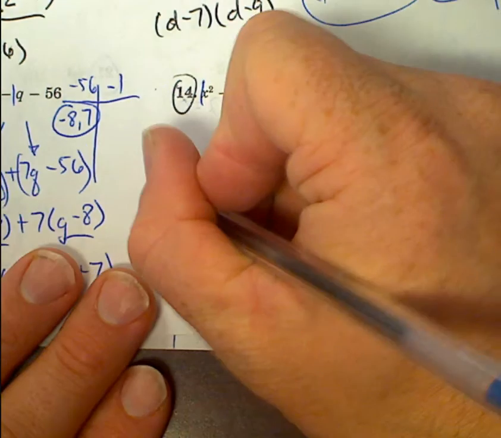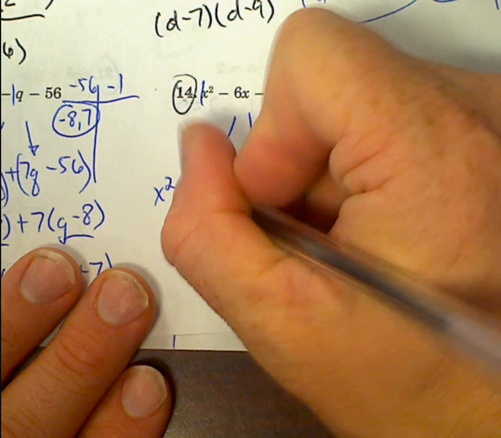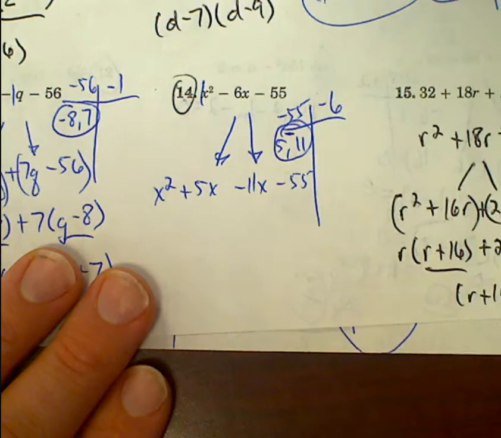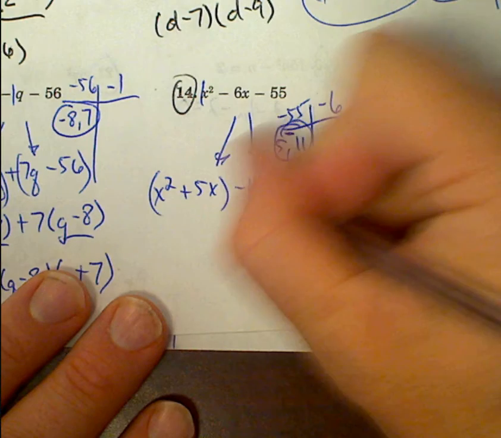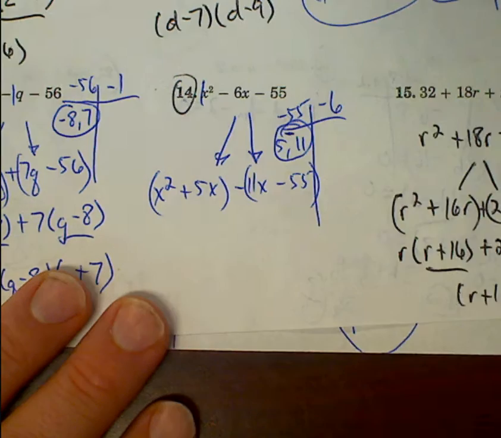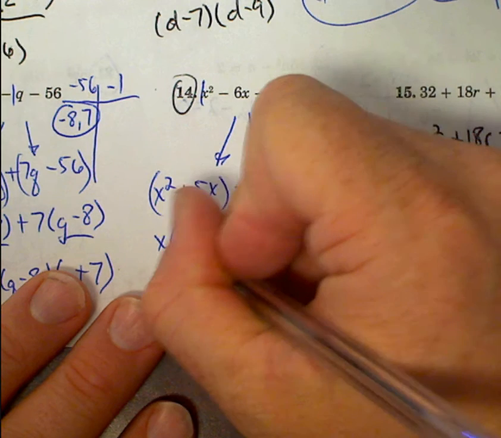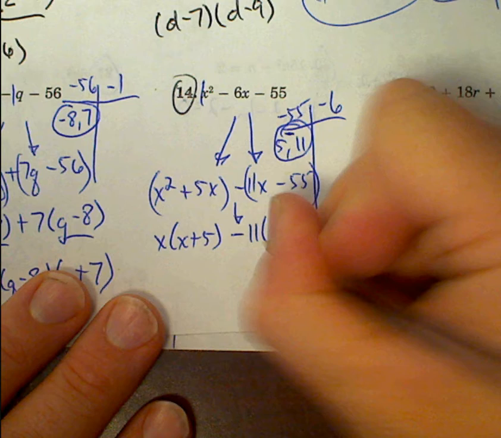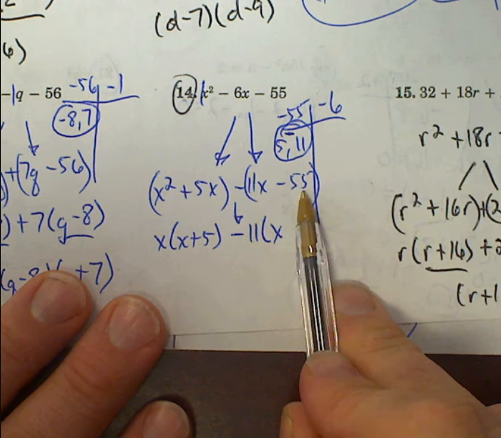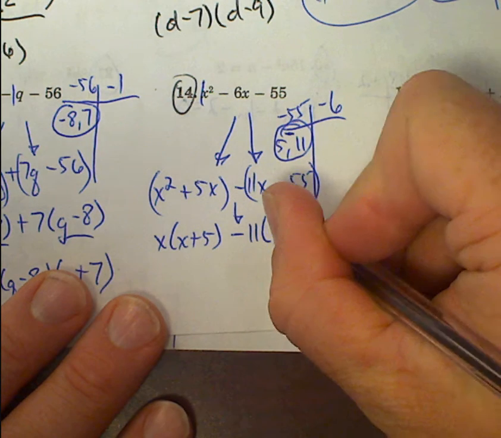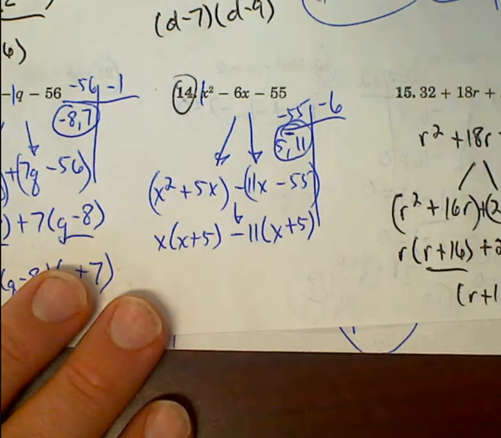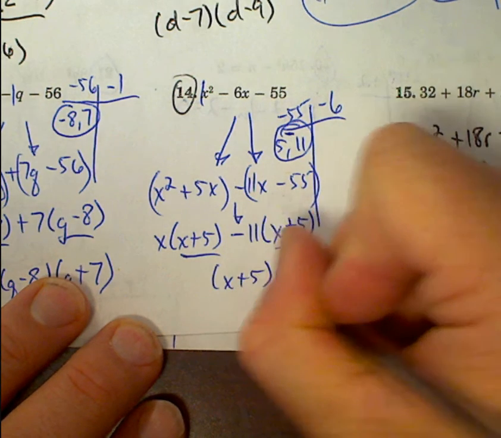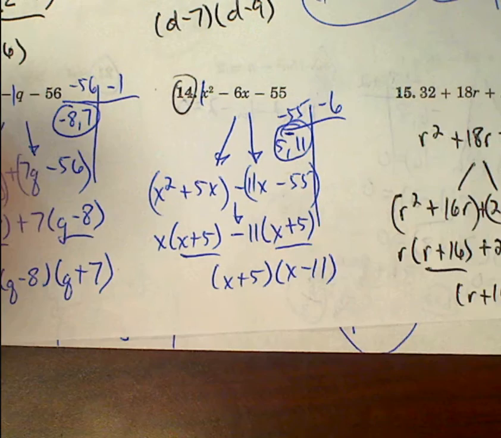So this would be x squared plus 5x minus 11x minus 55. Now I'm going to group. If I take out an x, that's x plus 5. Bring down the minus. Take out an 11, that's x. Negative 55 divided by negative 11 is positive 5. I can take out positive 5, x plus 5. That leaves me with x minus 11.